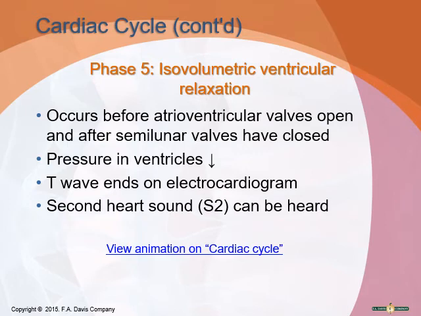Phase 5, isovolumetric ventricular relaxation. So what happens here is the semilunar valves end up slamming shut. This is where you hear the second heart sound, S2. But still, the AV valves are closed. They have not opened yet. And so at this point, the ventricles are relaxed and the atria are relaxed. And this is represented at the end of the T wave on the ECG.